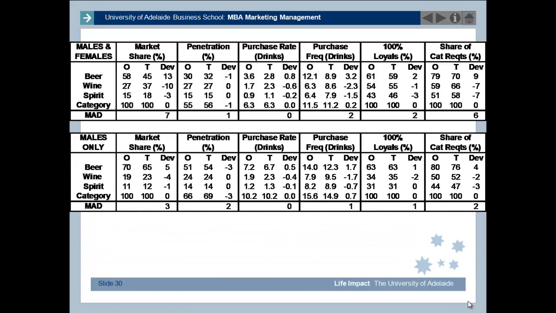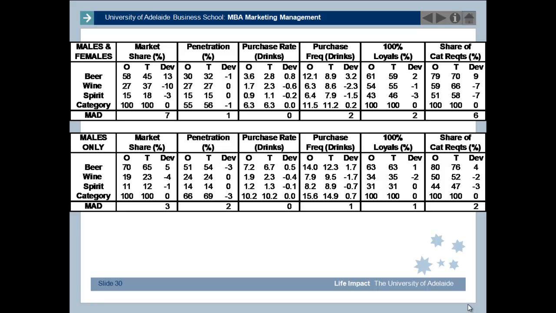If I look at males only, then this model, which tells us how these measures, market share, penetration, purchase rate, all of that stuff, should go, tends to fit quite a bit better. Market share estimates have an overall deviation of 3. It's a bit bumpy there, but a lot of these other measures have lower mean absolute deviations.